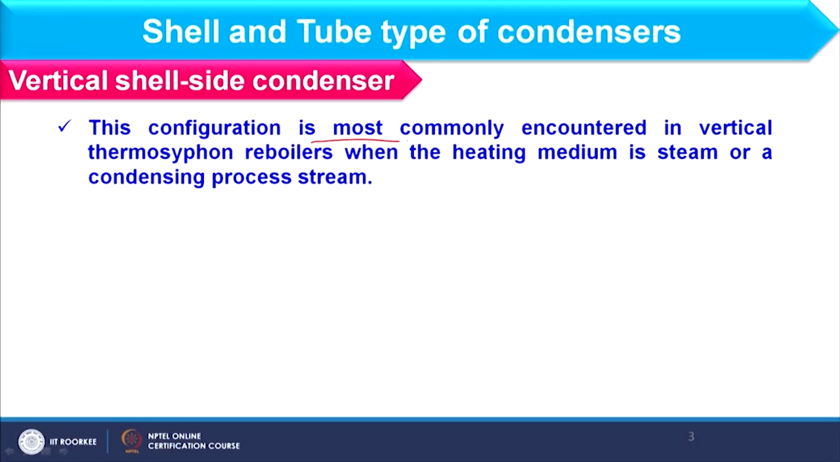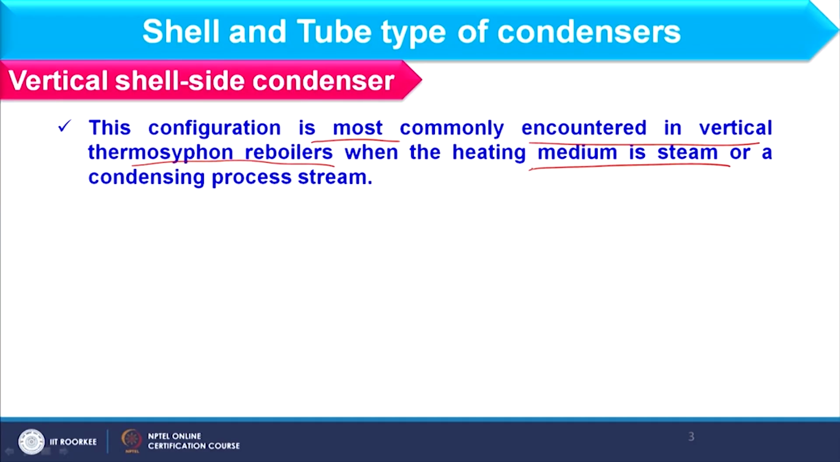Now, we will discuss the vertical shell side condenser. This configuration is most commonly encountered in vertical thermosiphon reboilers. So, instead of a condenser, we consider vertical shell side condensation in a thermosiphon reboiler. In that case boiling will occur in the tube side. We will further elaborate this point when we focus on the topic of reboilers. And if you remember, in the last lecture we discussed condensation and reboiling.